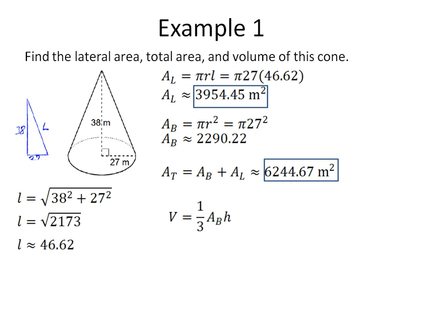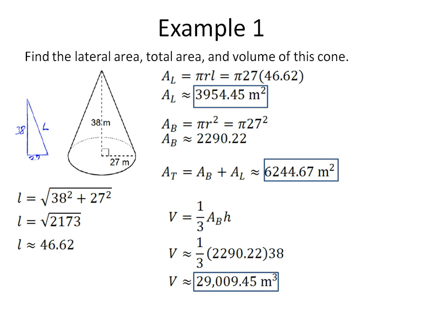Okay, so the volume is going to be given by this formula, which is 1/3 of the area of the base times the height. The area of the base was this one we found right here in the middle, which was 2,290.22. So we're going to multiply that times 1/3 times the 38, which gives us approximately 29,009.45 cubic meters.